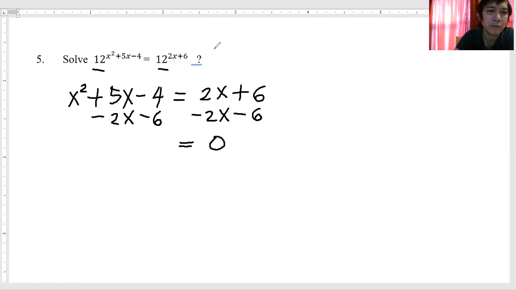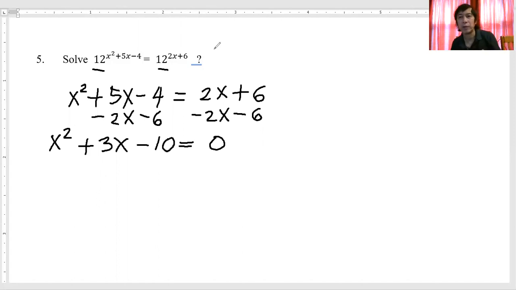All right. The left side is now a quadratic expression, x squared. And you have here a positive 5 and a negative 2. That results to a plus 3x. And you have here negative 4 and negative 6. That adds up to negative 10. There. Okay. You now have a quadratic equation which can simply be solved by factoring. Okay. The factoring.